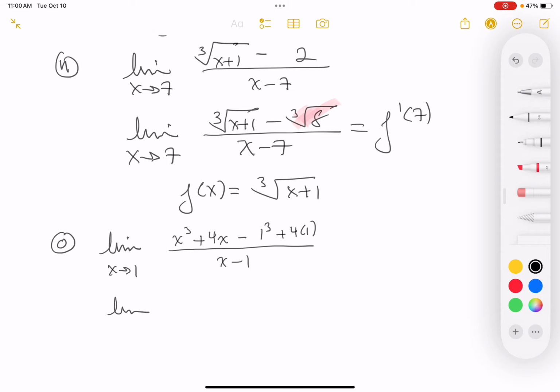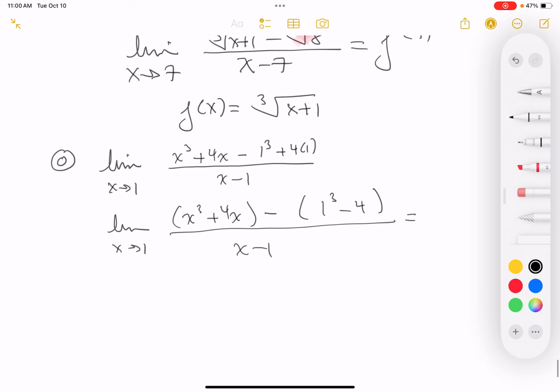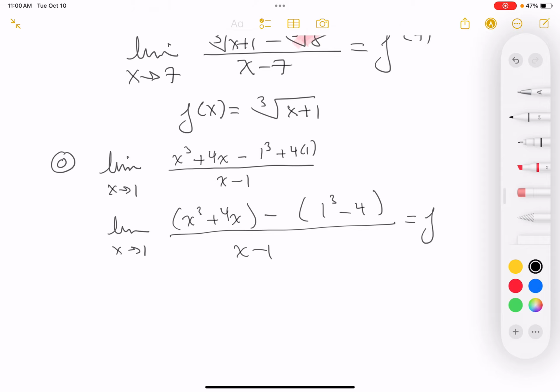I'm going to write it as limit as x goes to 1, and this is going to be x cubed plus 4x minus, I'm going to write it as 1 cubed minus 4, I'm not going to put the times 1, over x minus 1. You could put that down too, it's minus 3. It doesn't really help me that much. But I'm looking at this thing, and I have to make an assumption that this is a derivative over here. I'm going to say derivative evaluated at 1.